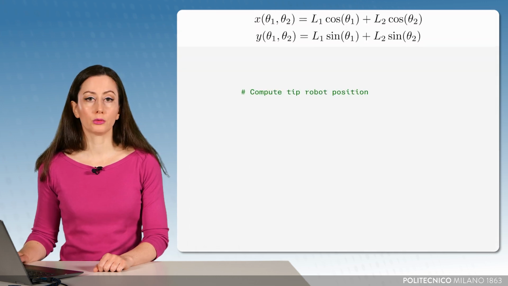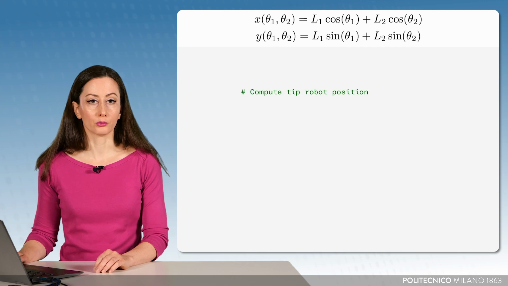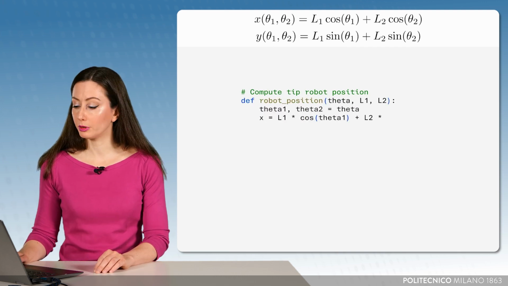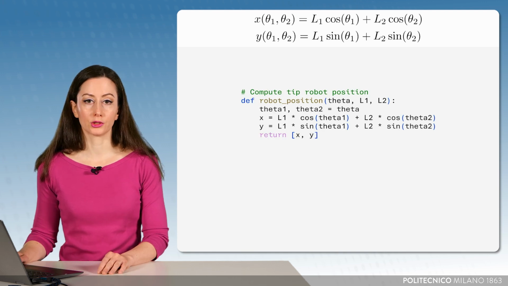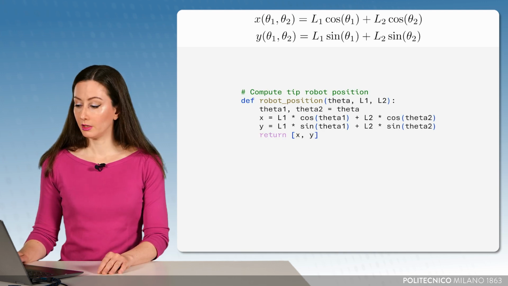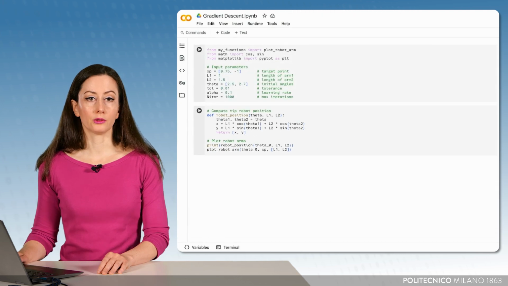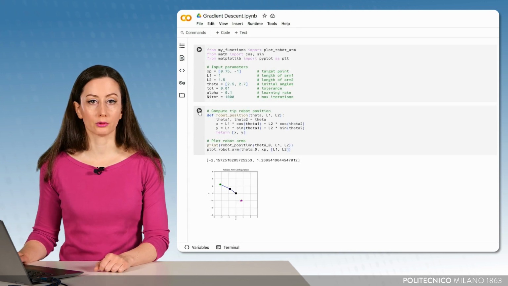We also need to be able to compute the tip position given the angles, as in these formulas. So to do it, we define the new function robot_position, which takes the angles as input and returns the position in the xy plane. We can print the coordinates of the robot tip for the initial values of the angles, and using the function we just imported, we can also visualize the corresponding robot position.